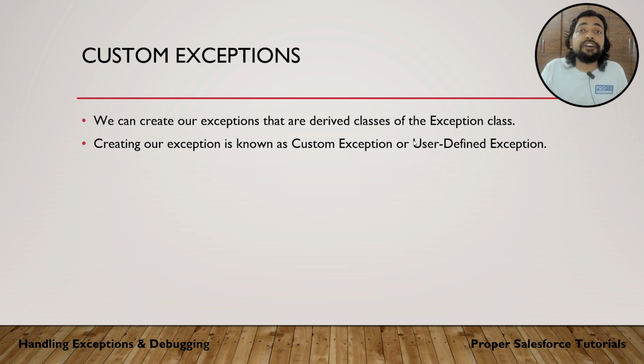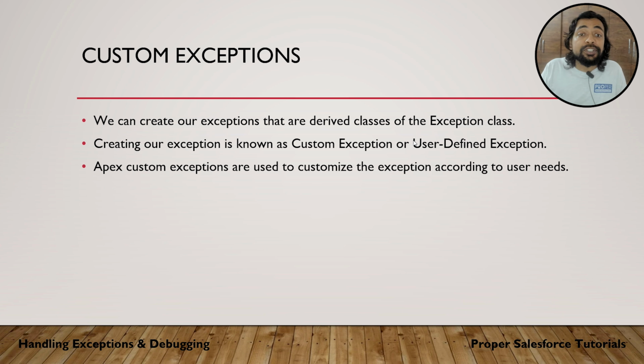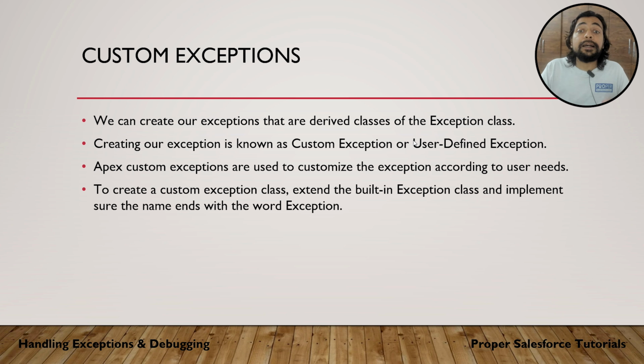Similar to that, whenever we are dealing with frameworks, whenever we are dealing with APIs, we are building our own exceptions in that scenario. Now, Apex custom exceptions are used to customize the exception according to the user needs. To create a custom exception class, extend the built-in exception class and end the name with the word exception. Now, whenever we want to create our own exception class, we just need to make sure that our class should end with the word exception and it should inherit the exception class.